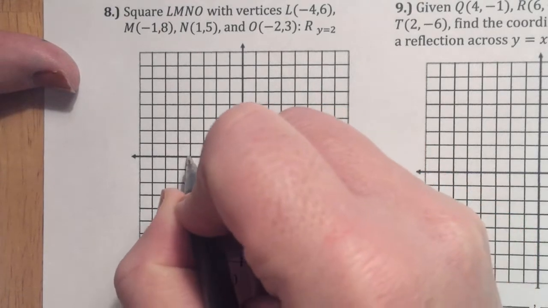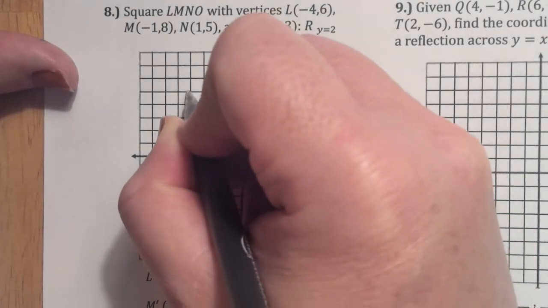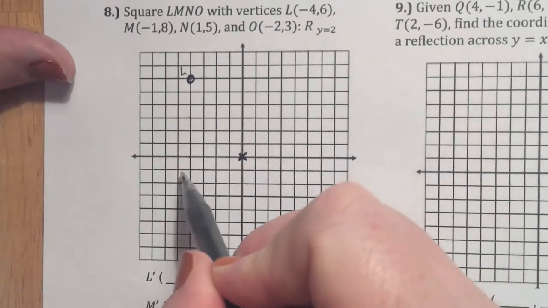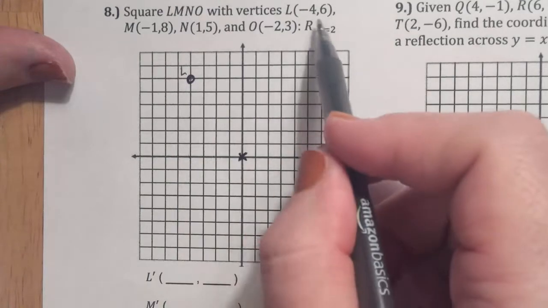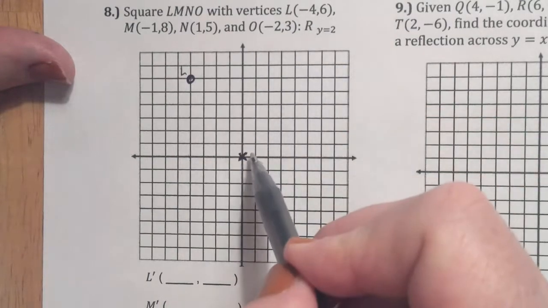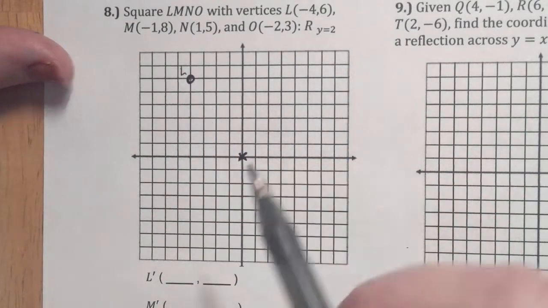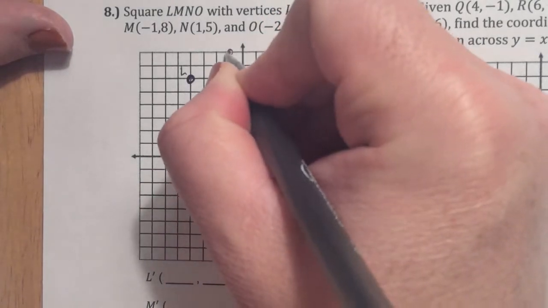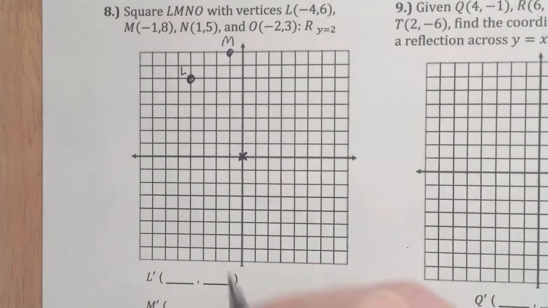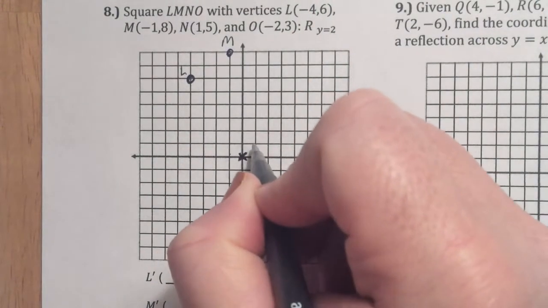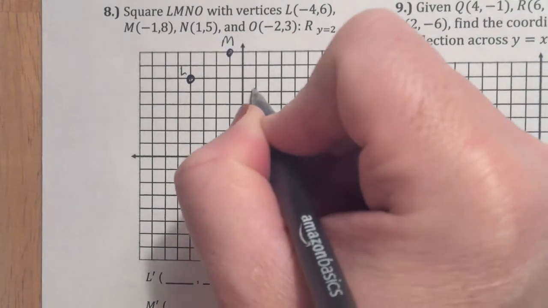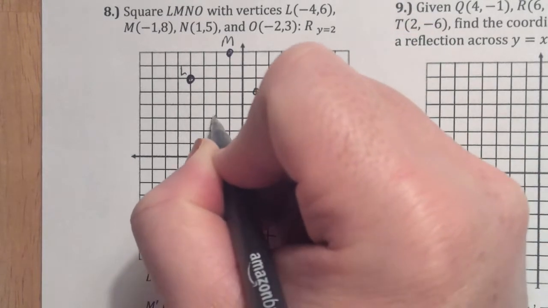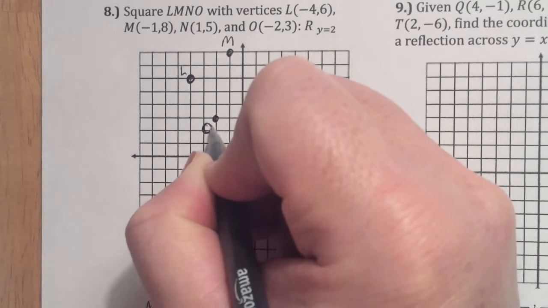-4, 1, 2, 3, 4, +6, 1, 2, 3, 4, 5, 6. So that's your L. Make sure you take the time to make sure you have actually plotted that in the right spot. Reread the point. So that's a negative and then a +6. Yes. All right, that's L. -1, +8. That's your M. Okay, +1, +5, 1, 2, 3, 4, 5. That's your N. And -2, +3, 1, 2, 3. And that right there is your O.